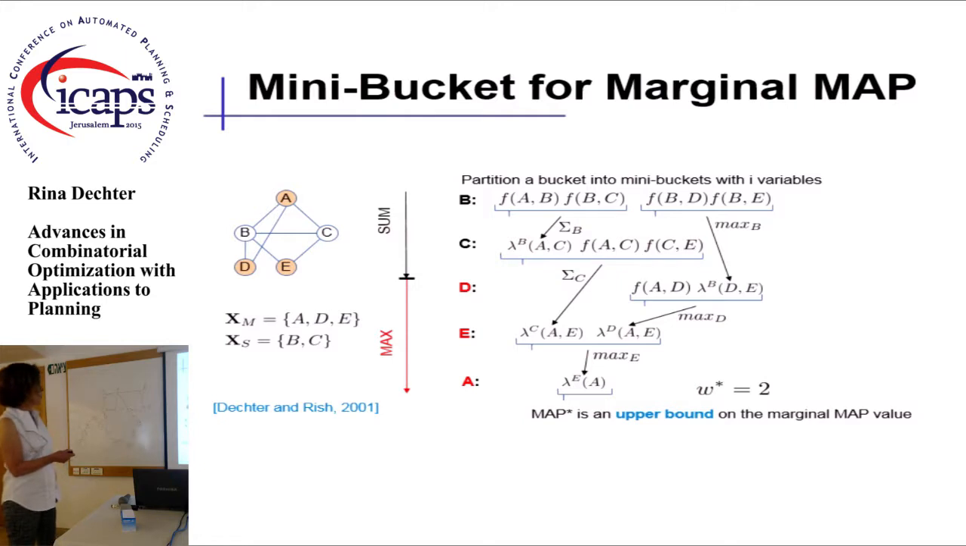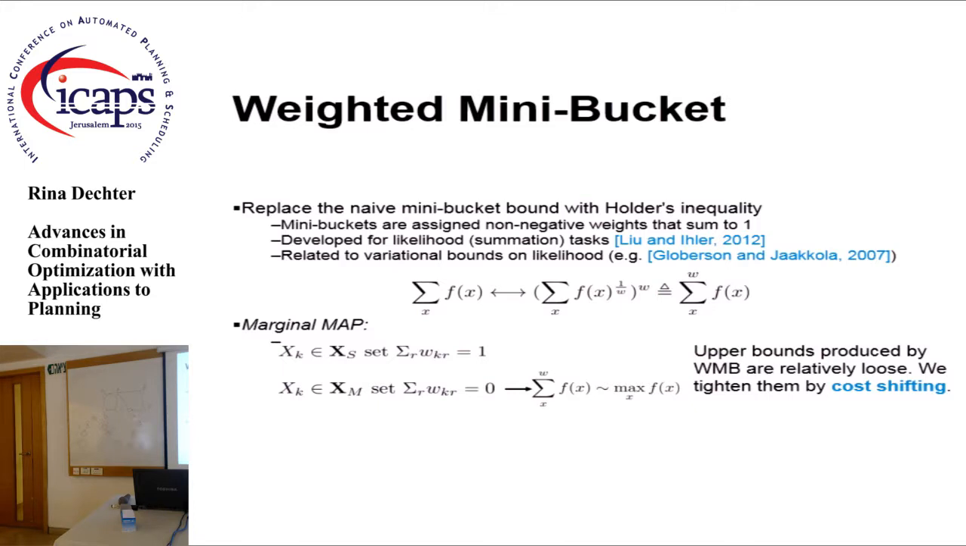Here is some information. We did a mini-bucket for marginal MAP. The idea is the same: you partition when you have to, and if it's a summation bucket, you apply the summation operation; if not, the maximization. So it's fairly straightforward up to this point. But we also did the weighted mini-bucket, a reparameterization scheme. Alex Ihler and his student Qiang Liu developed weighted mini-bucket, which is superior for the summation problem because it uses Hölder inequalities.